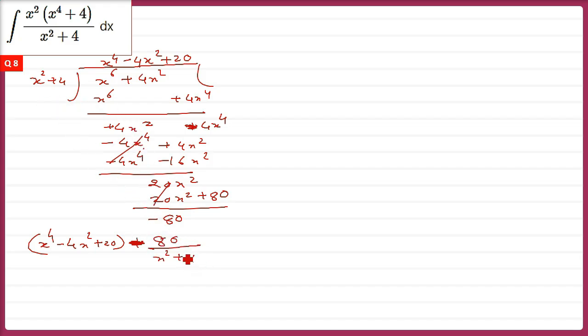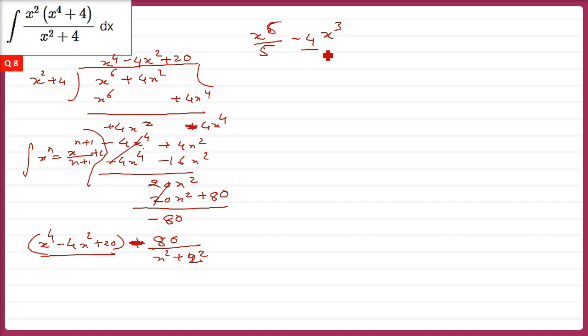Now see, x square plus 4 can be written as x square plus 2 square. Direct integration of x raised 4 and all these terms will be very easy. So let's do this first. So I'm doing this: x raised 5 divided by 5. You already know that the integration of x raised to the power n is x raised n plus 1 divided by n plus 1 plus constant of integration. That's what I'm doing right here. x to the power 5 by 5 minus 4 times x cubed by 3 and plus 20x.